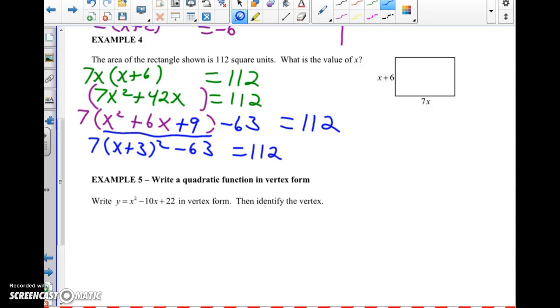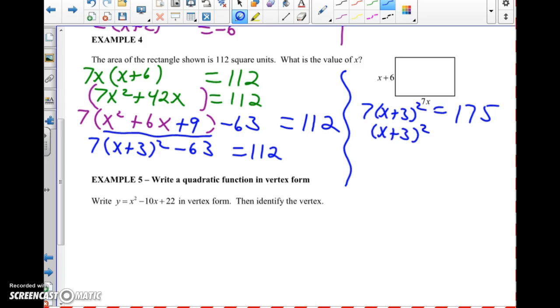So we're going to add 63 to both sides, right? Let me draw the squiggly here. That's going to give you 175 when you add 63. What are you going to do now? Divide by 7, right? So what's 175 divided by 7? 25, good job. Now what's the next thing you're going to do?